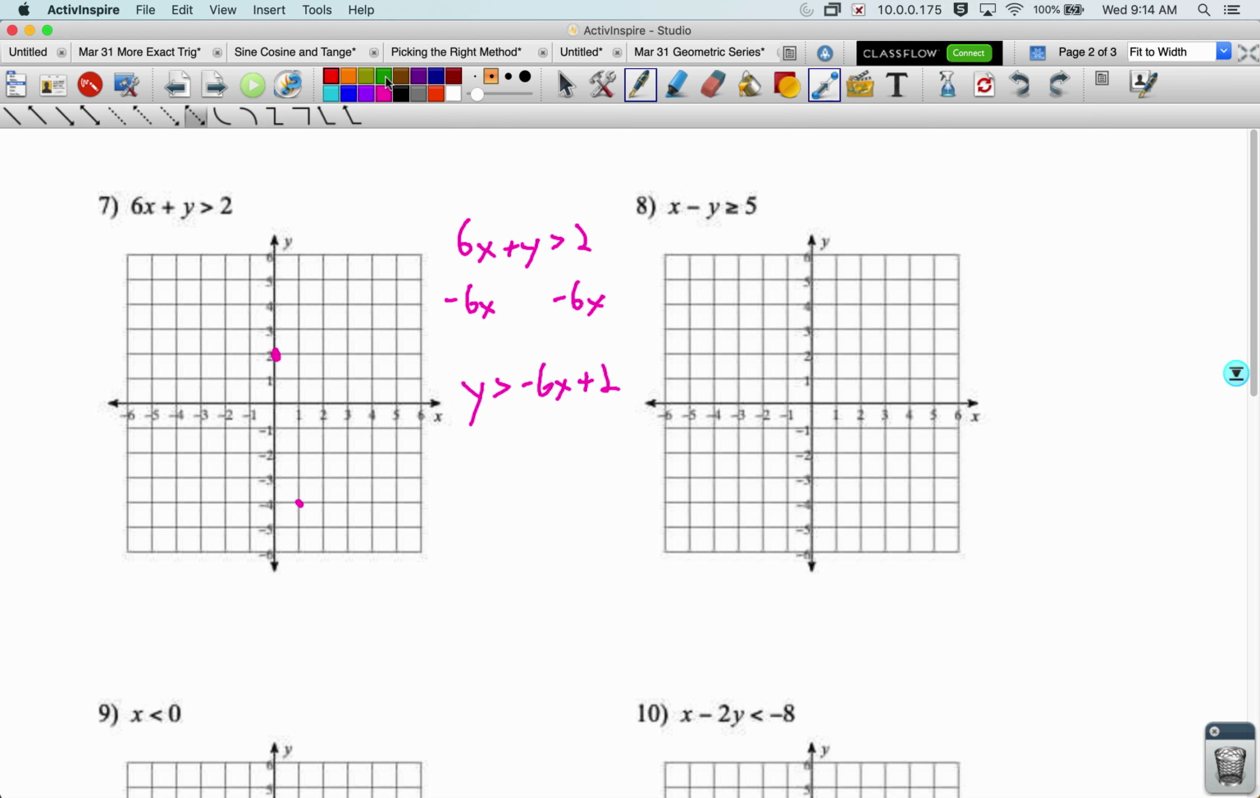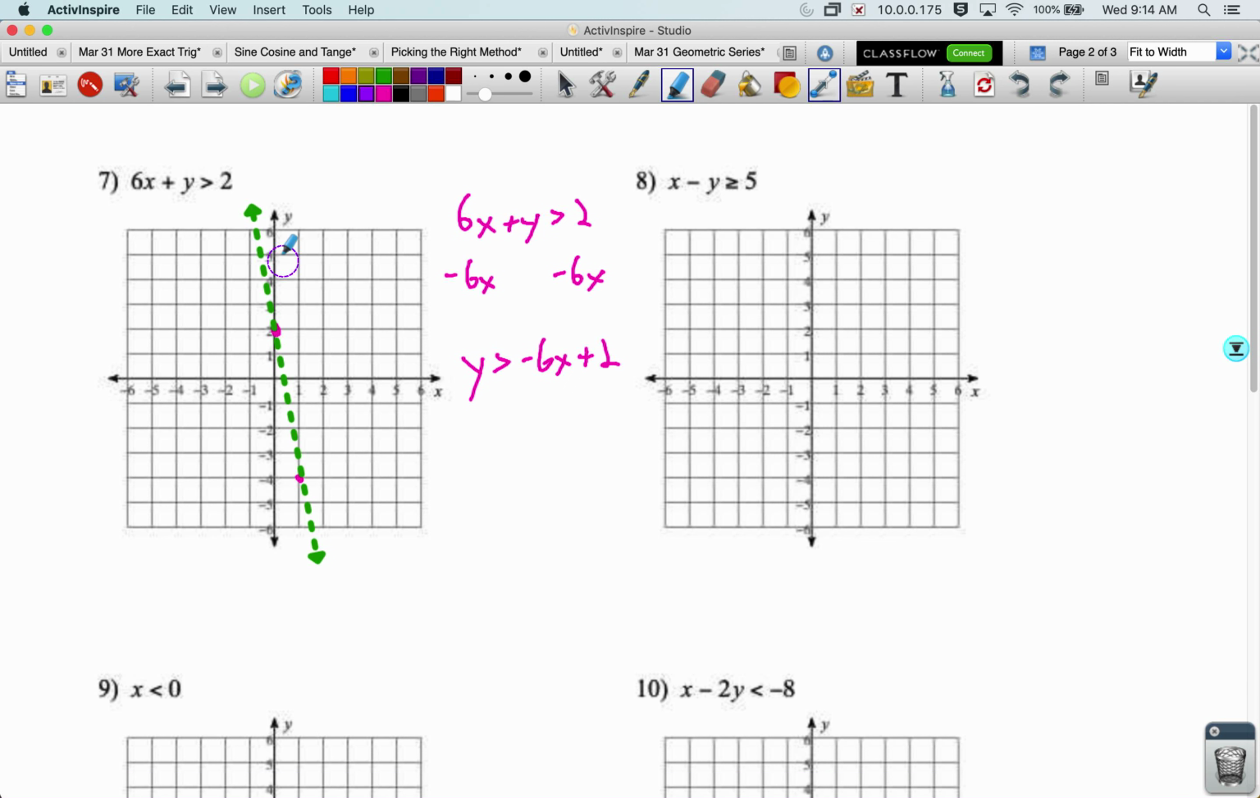This time I pick a dotted line. And I'm looking at this one to decide whether I shade above or below. This is a greater than, so that means shade above. All right, so we look at our manipulated equation to determine shading, not the original equation.